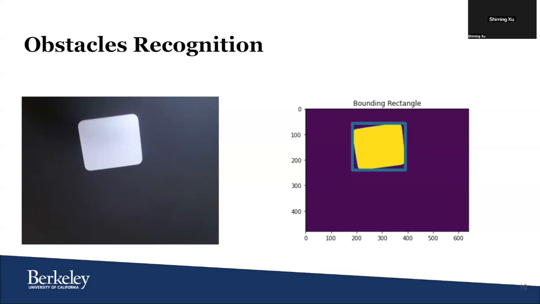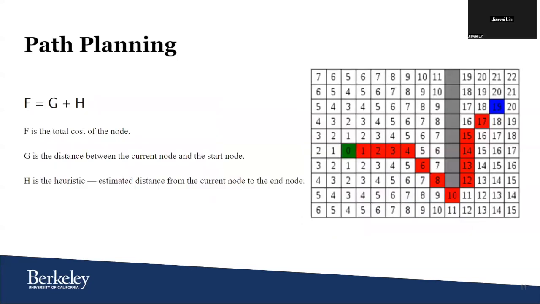Next slide, please. When it comes to the path planning part, we use the formula F = G + H to find the shortest path. In this formula, F is the total cost of the node. G is the distance between the current node and the start node. H is the heuristic, the estimated distance from the current node to the end node.